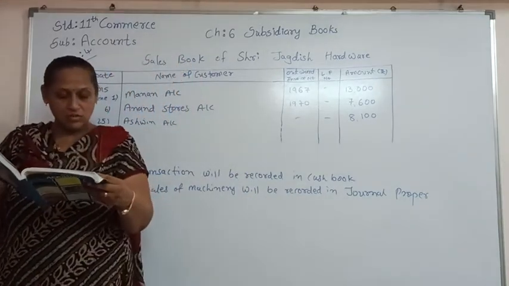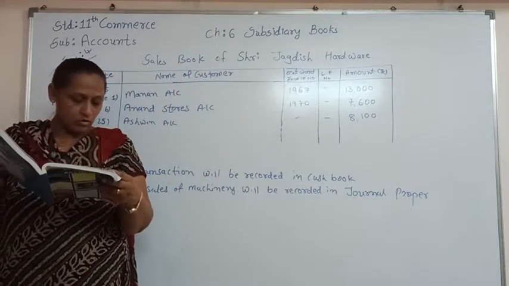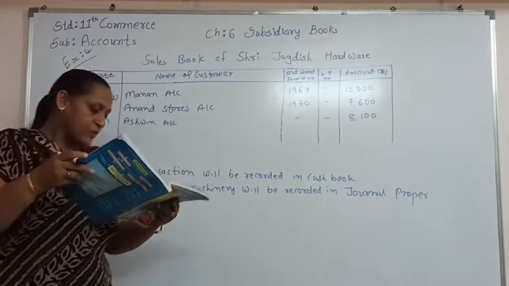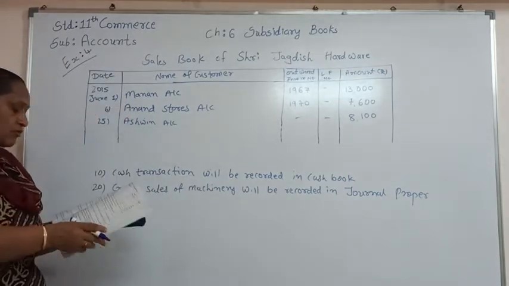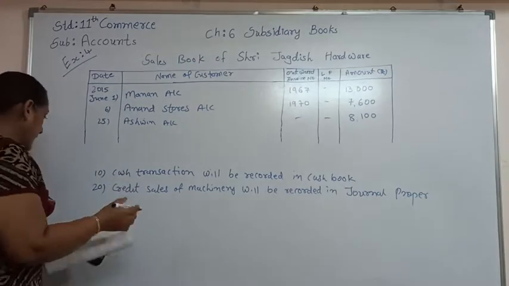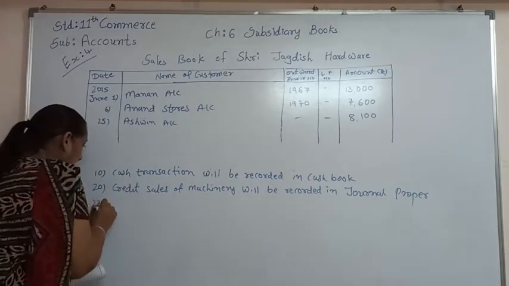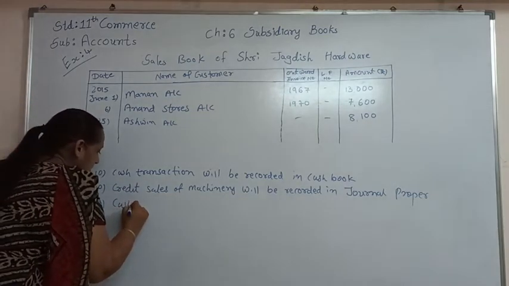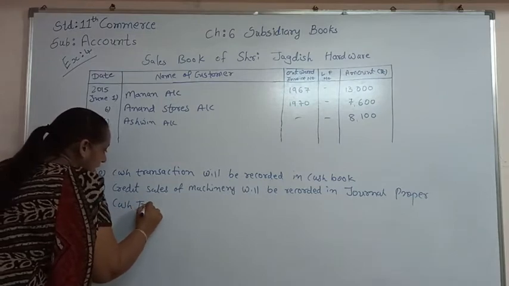Now let's see the next. Goods sold of rupees 11,000 to Roshan at 10% cash discount by cash. So this is again a cash transaction, and a cash transaction will be recorded in the cash book.